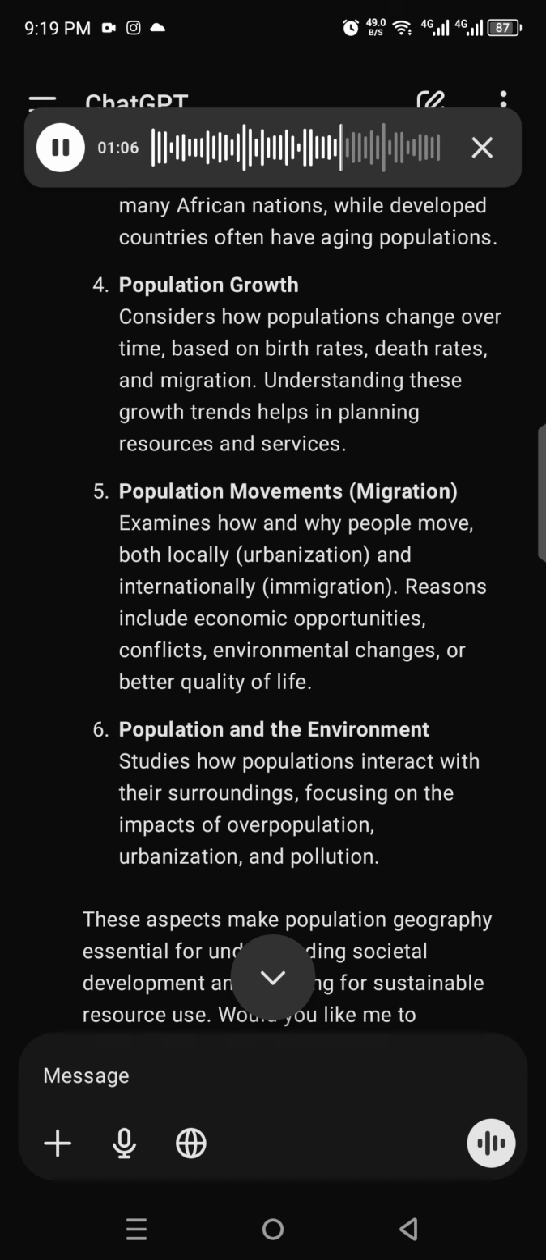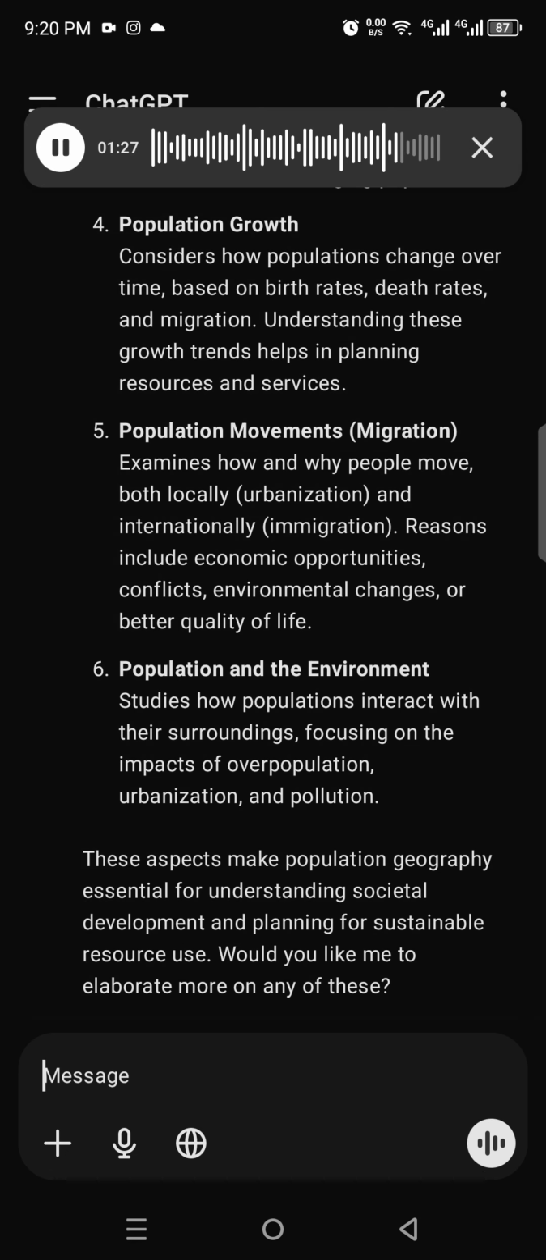5. Population movements, migration, examines how and why people move, both locally, urbanization, and internationally, immigration. Reasons include economic opportunities, conflicts, environmental changes, or better quality of life. 6. Population and the environment studies how populations interact with their surroundings, focusing on the impacts of overpopulation, urbanization, and pollution. These aspects make population geography essential for understanding societal development and planning for sustainable resource use.